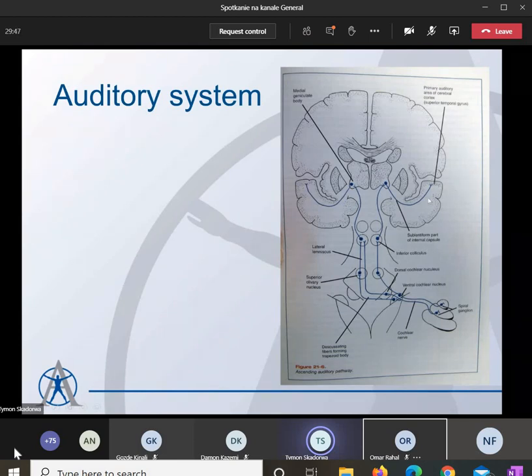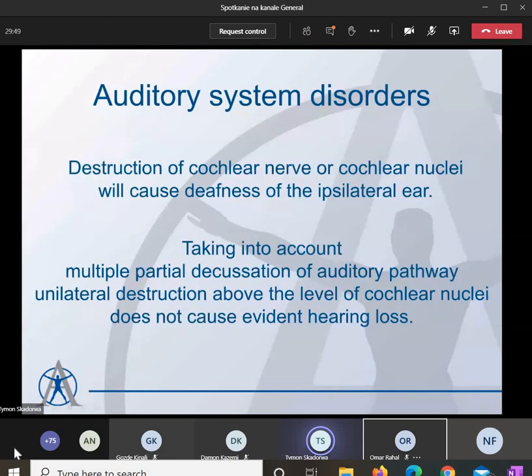So we should say that, taking into account the multiple partial decussations of the auditory pathway, unilateral destruction above the level of the cochlear nuclei will not cause so evident hearing loss as it was with the visual pathway, because the visual pathway was simple. You cut the optic nerve, you don't see.